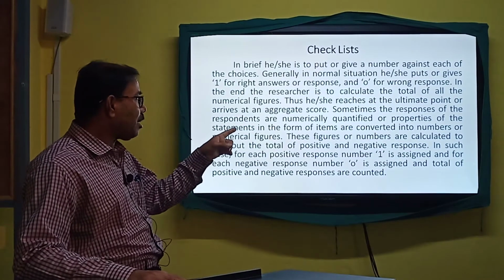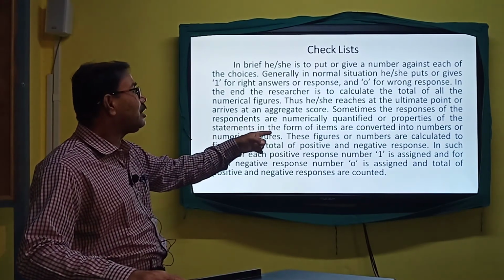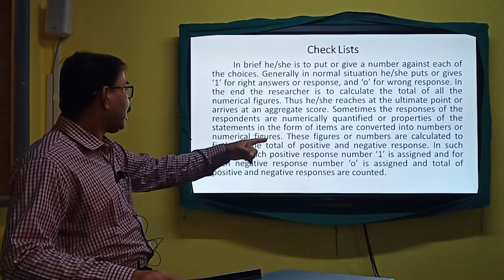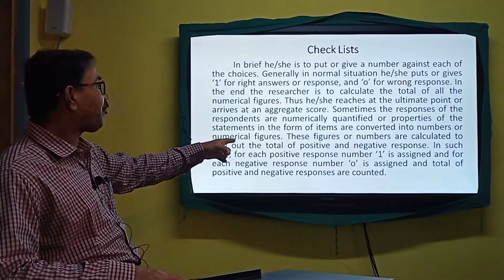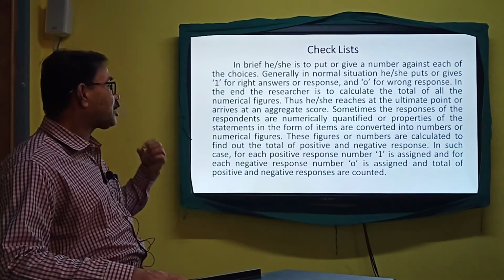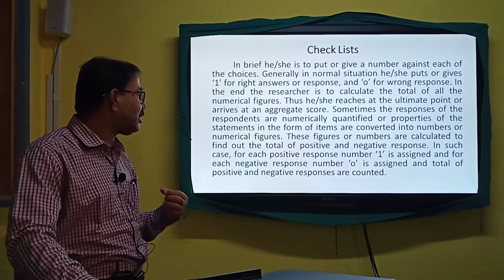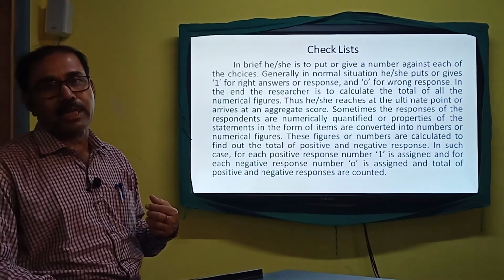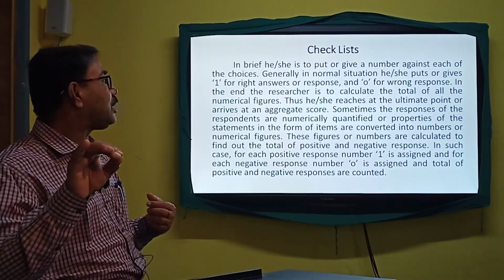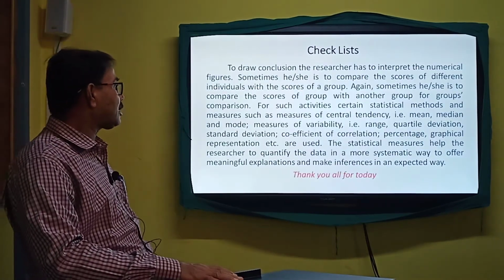These figures or numbers are calculated to find out the total of positive and negative responses. In such a case, for each positive response, number 1 is assigned, and for each negative response, number 0 is assigned, and the total of positive and negative responses is counted by using different statistical measures. Let us go to the next slide.